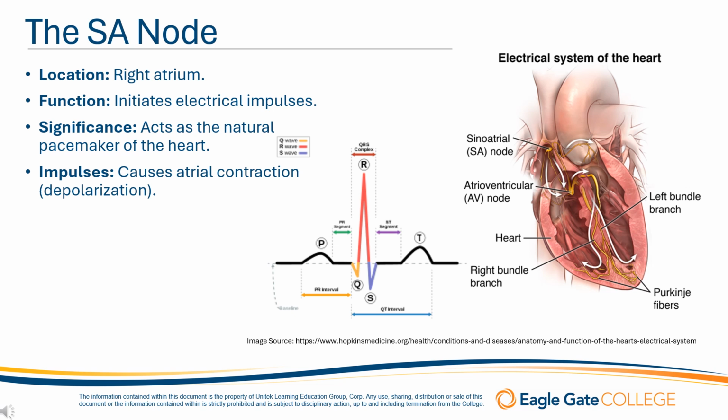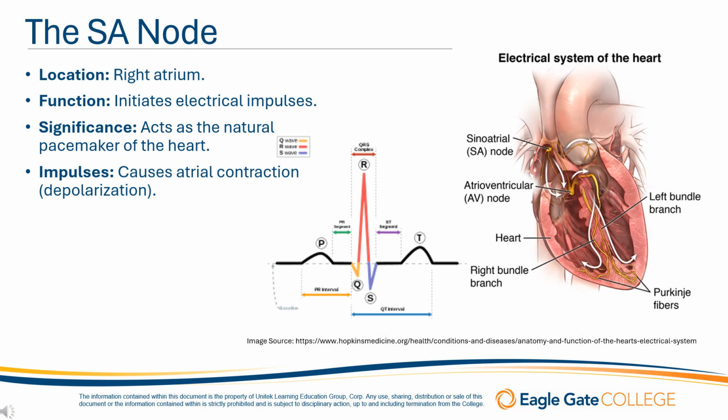The rate at which the SA node generates impulses determines the heart rate. Under normal conditions, the SA node produces impulses at a rate of 60 to 100 times per minute, which is why a healthy resting heart rate falls within this range. If the SA node is functioning properly, it maintains a consistent and appropriate heart rate, adapting to the body's needs, such as increasing the rate during exercise and slowing it down during rest.